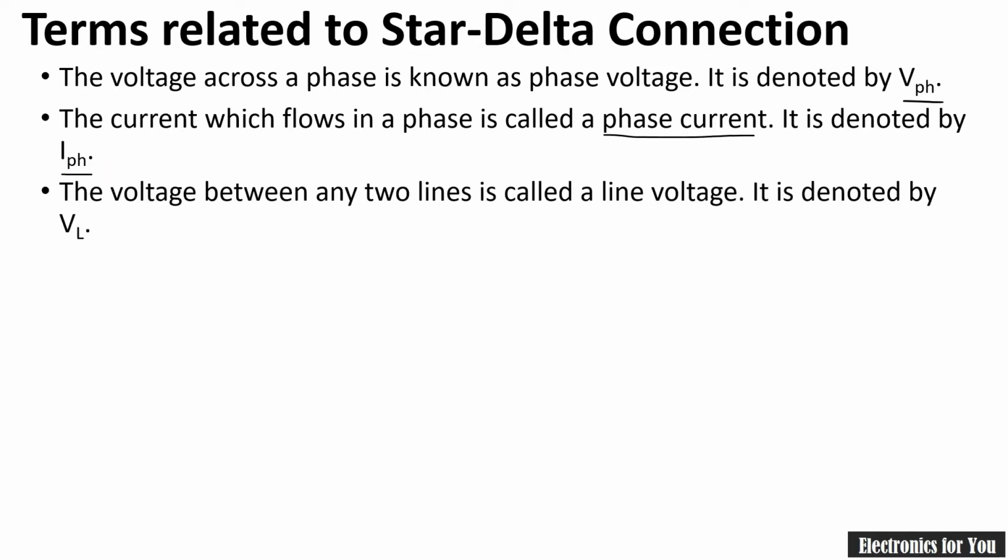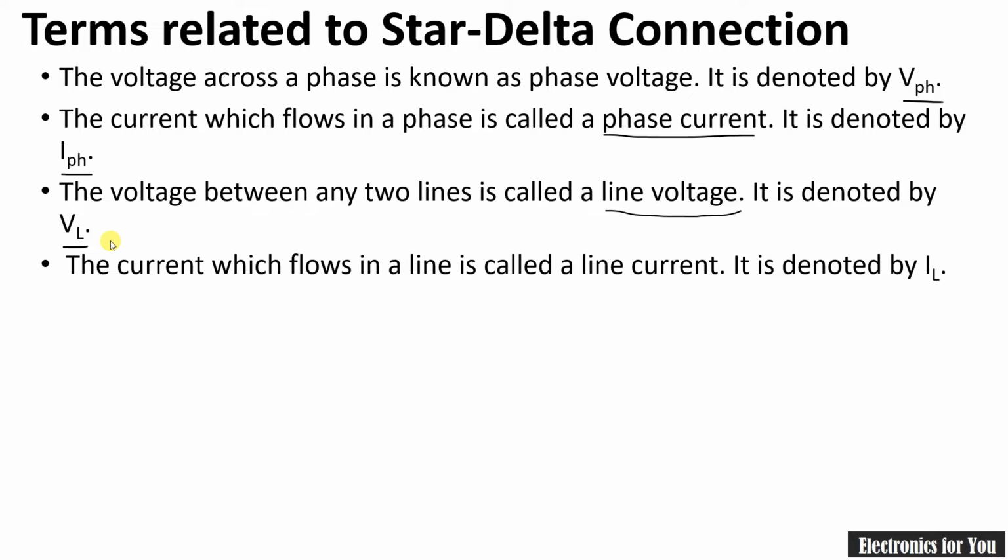Next term is voltage between any two lines is called line voltage. That is, if we measure the voltage between any two phases, then it is known as line voltage and it is denoted by VL. The last term related with this is the current which flows in the line is called line current. So the current which flows in our transmission line, that is the output lines of the star or delta connection, it is called as line current and it is denoted by IL.